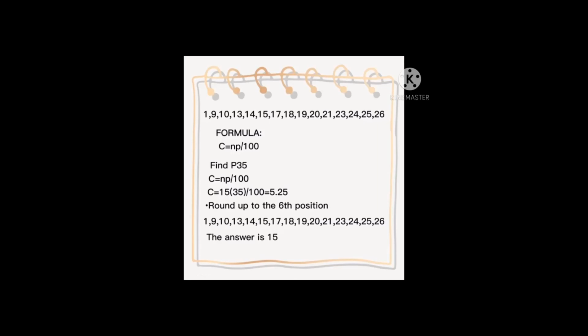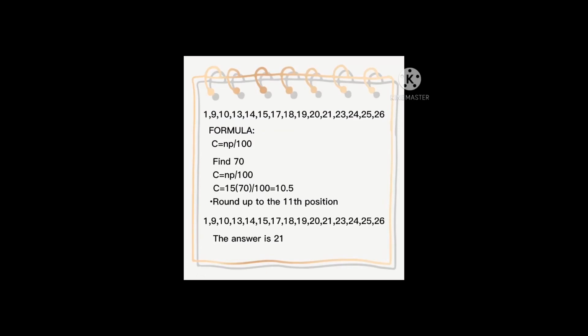And 5.25 rounds up to the 6th position. And hanapin natin sa set of scores na meron tayo ang pang-6 position. So, yung pang-6 position na meron tayo ay ang number 15. And for the next is the same formula.